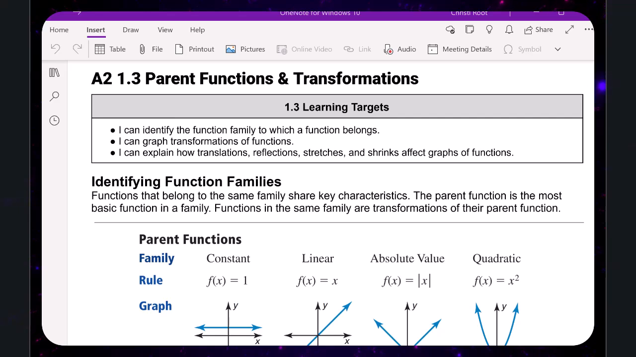So what you want to do is you want to be able to identify the function family to which a function belongs. The second one is to graph transformations of functions. That one we're not going to focus on quite yet because we do have the ability to use Desmos, but we're going to focus much more on the third one. I can explain how translations, reflections, stretches, and shrinks affect graphs of functions. So let's get to it.